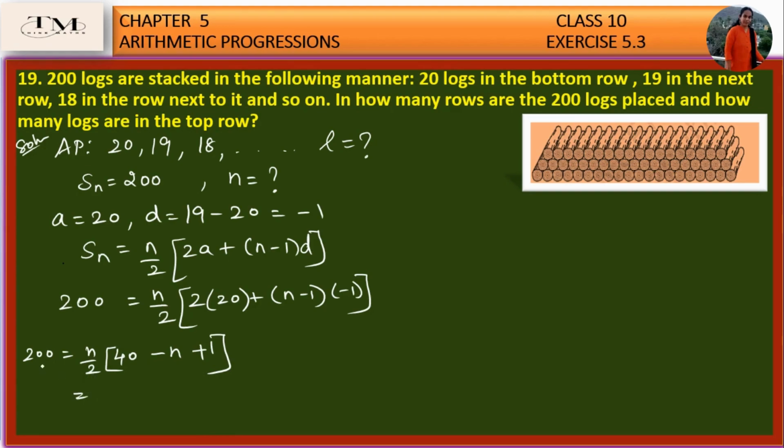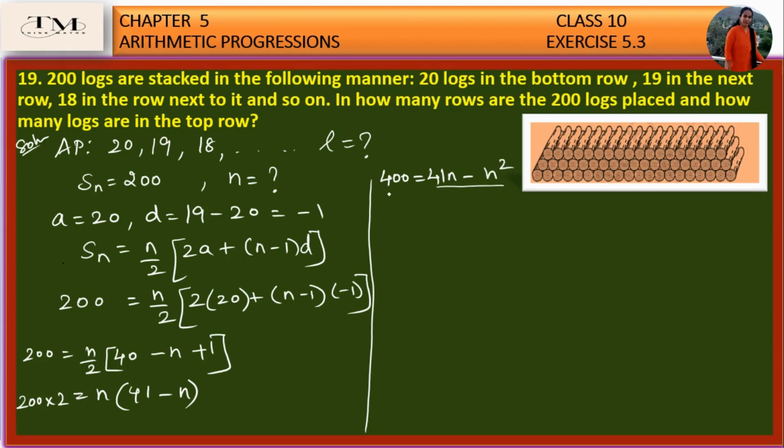So taking this 2 to the other side, 2 is in division, so it will become product. So 200 into 2 equal to n into 40 plus 1, it is 41 minus n. So we get 2 into 200 is 400 equal to, multiplying with n, 41n minus n square. Bringing all this to the left hand side, minus n square will become plus n square, plus 41n will become minus 41n, and the same 400, equal to 0.